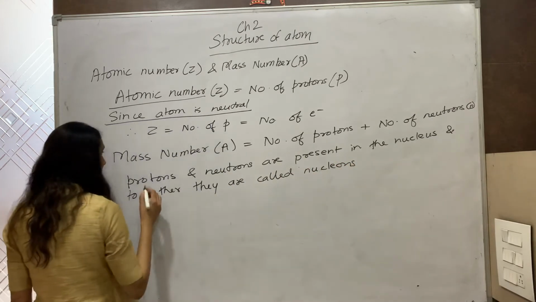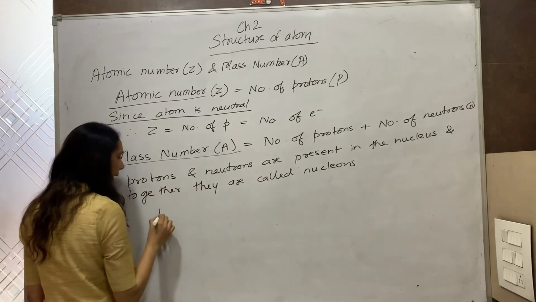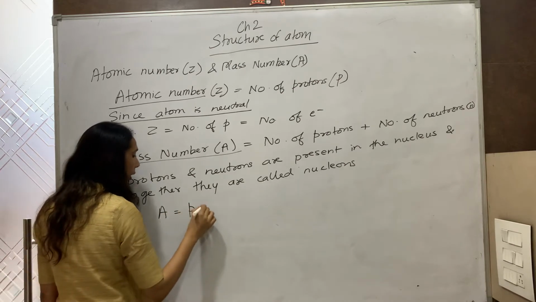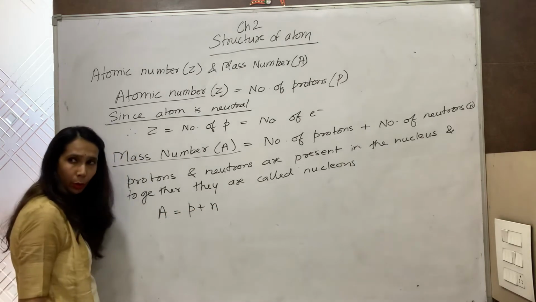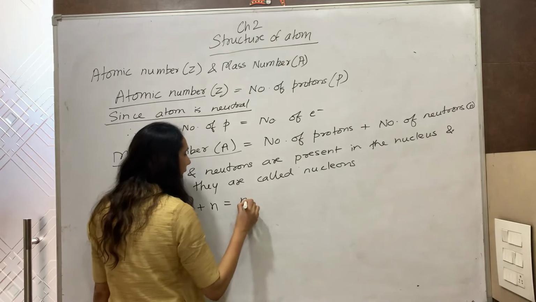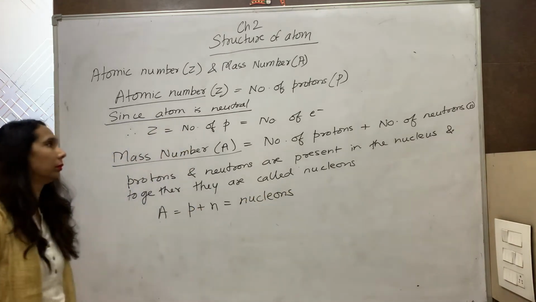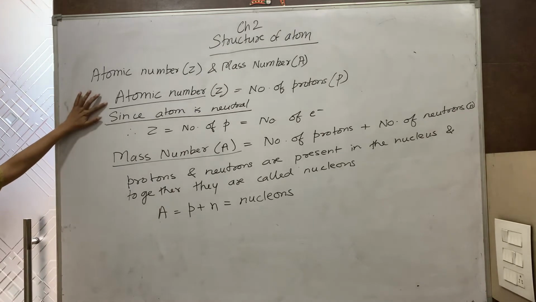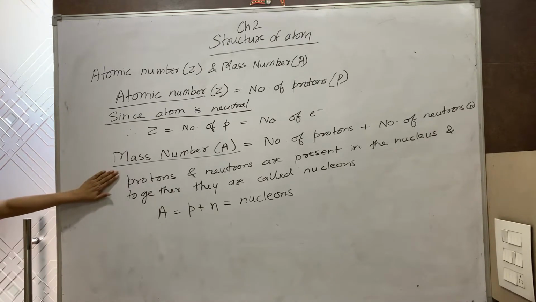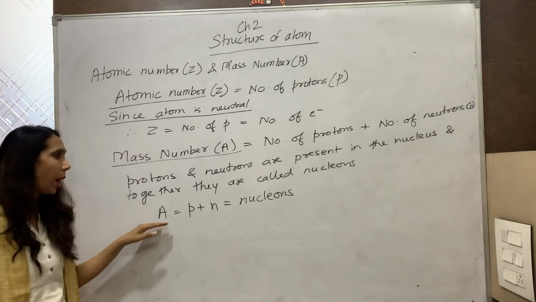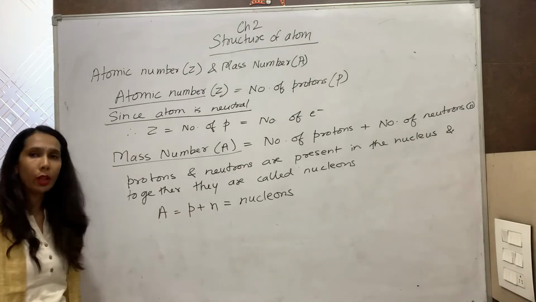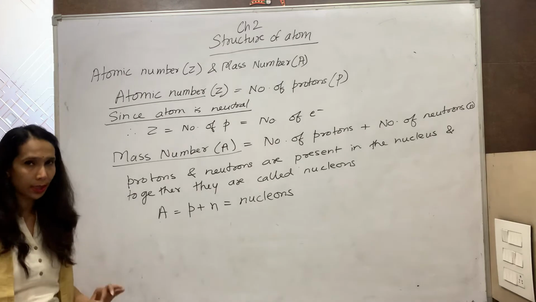So we can say that mass number A is equal to the number of protons plus the number of neutrons, or we can say it is equal to the number of nucleons. So you can see atomic number Z is the number of protons and the mass number A is the number of protons plus neutrons, or the number of nucleons.